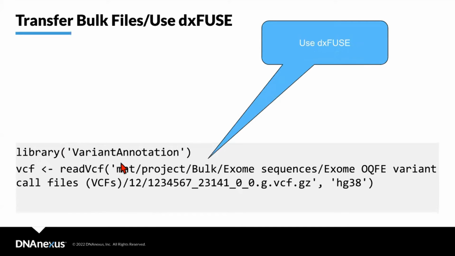Or what you can do is use dxFUSE. So instead of downloading the file to the instance storage, you can just access it for reading using /mnt/project, and then just specify it as a file path here.